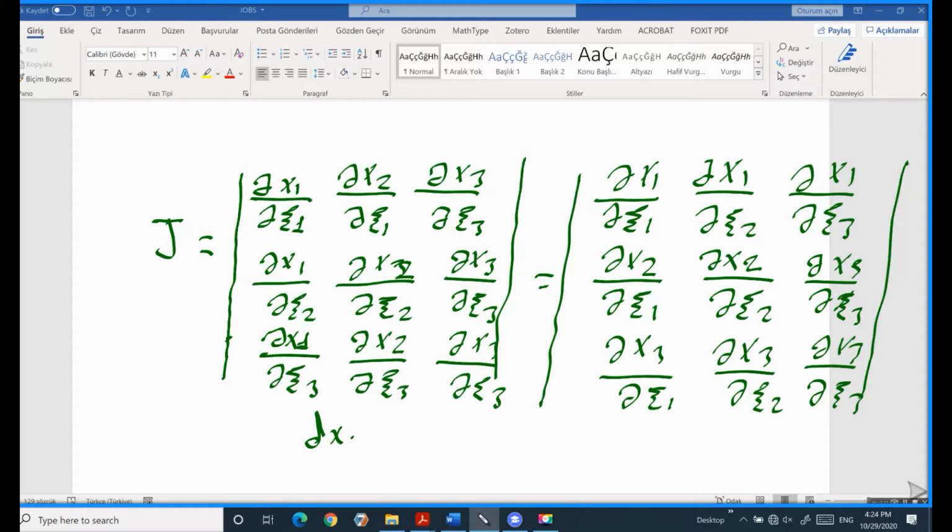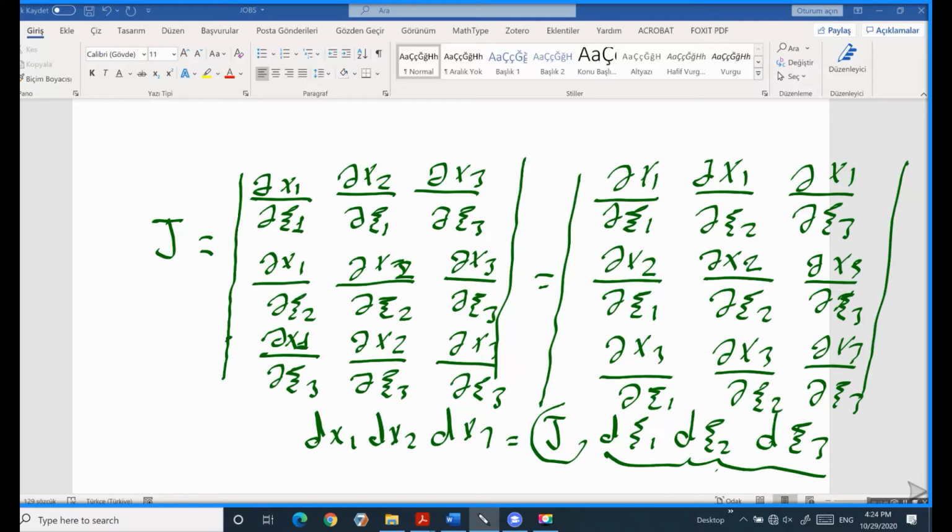What was this? dx1, dx2, dx3 equals my Jacobian for any given reference point. If I want to find my control volume, or I just want to find dx1, dx2, dx3, I should multiply the reference point by the Jacobian to find my differential volume of the position vector. Okay.